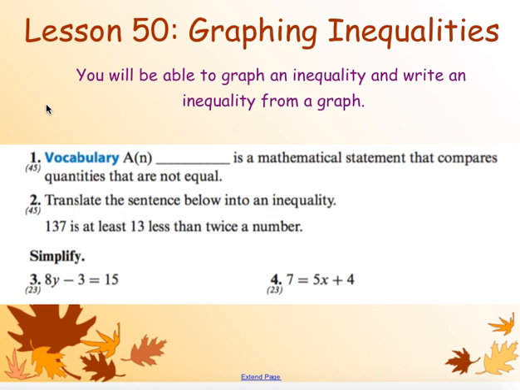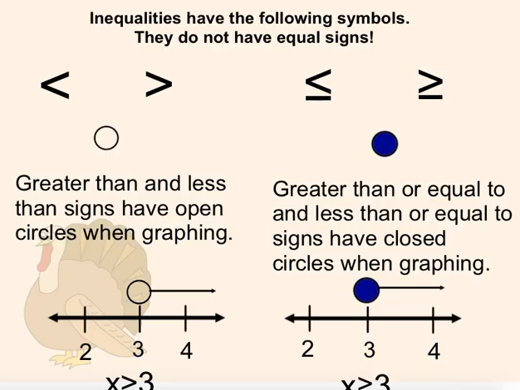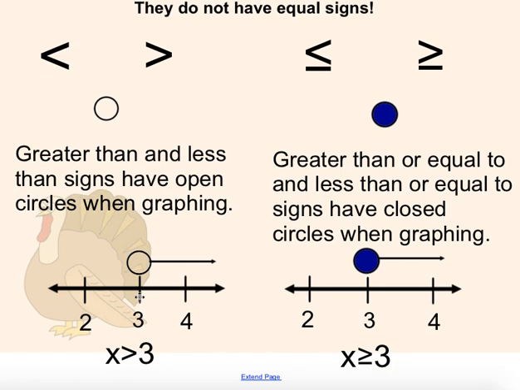Algebra 1 Lesson 50, we are graphing inequalities, going back and forth between graphing the inequality and also creating an inequality from a graph. So when we look at these, remember when we have a less than or greater than sign, which are our first two, we use an open dot to do that. And then when we have a less than or equal to or greater than or equal to, we use a closed dot. So an example of this is down below.